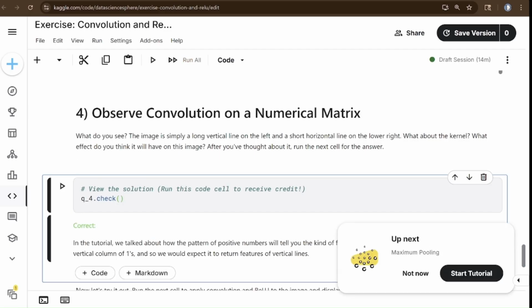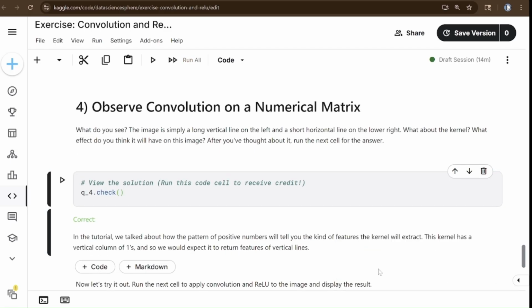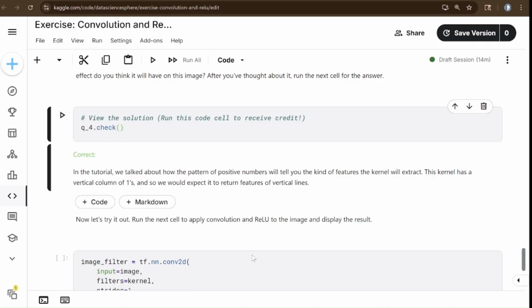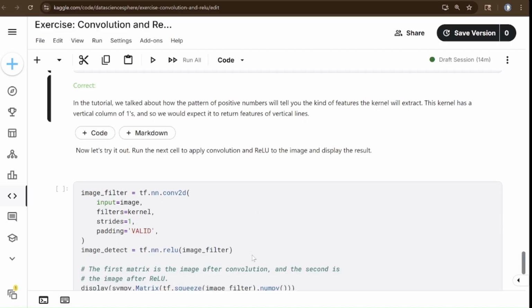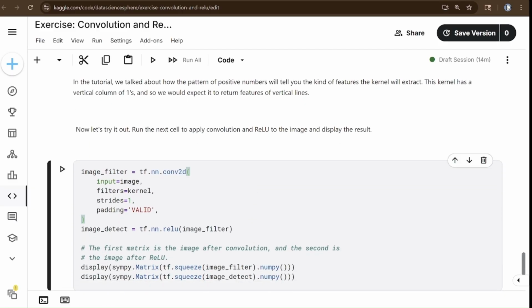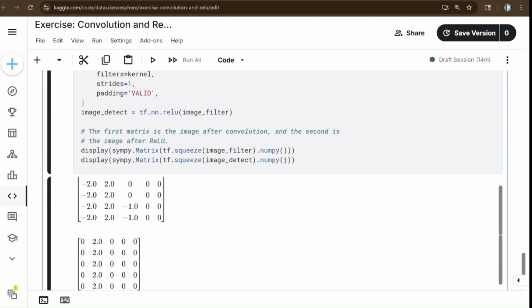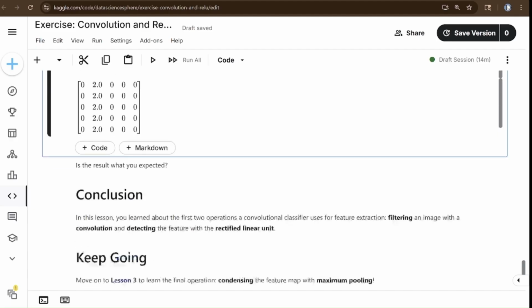You can think about how the pattern of positive numbers will tell you what kind of features the kernel will extract. The kernel has a vertical column of ones, so we could expect it to return features of vertical lines. Now let's try it out. Run the next code cell to apply convolution and ReLU to the image and display the result. Here the image is not showing, I don't know why.